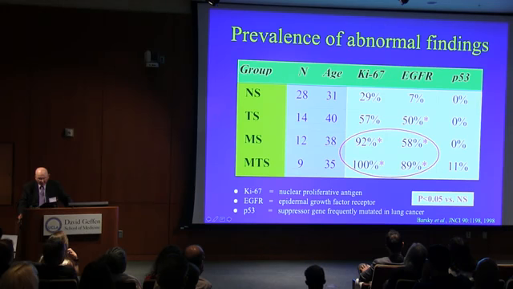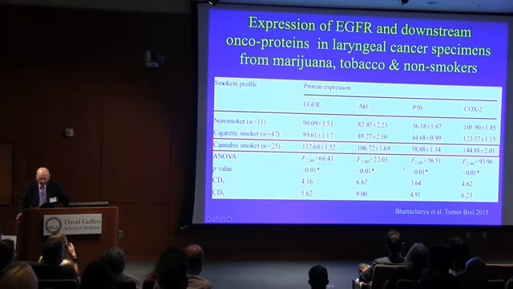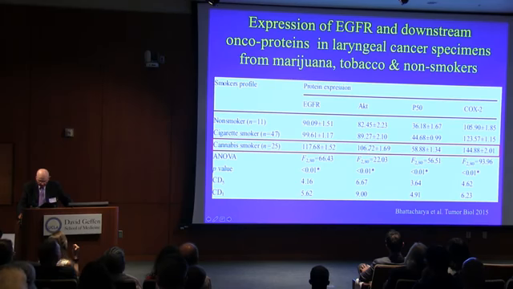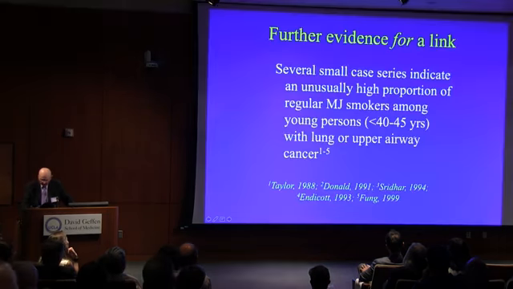Marked overexpression of these two proteins, Ki67 and EGFR, which we call oncoproteins, in the marijuana smokers, compared not only to the non-smokers, but even compared to the tobacco smokers, with a suggestion of some additivity. Also, more recently, other oncoproteins are found to be overexpressed in marijuana smokers. These were obtained from laryngeal biopsies from patients with laryngeal cancer. These were overexpressed in the marijuana smokers compared to the other groups.